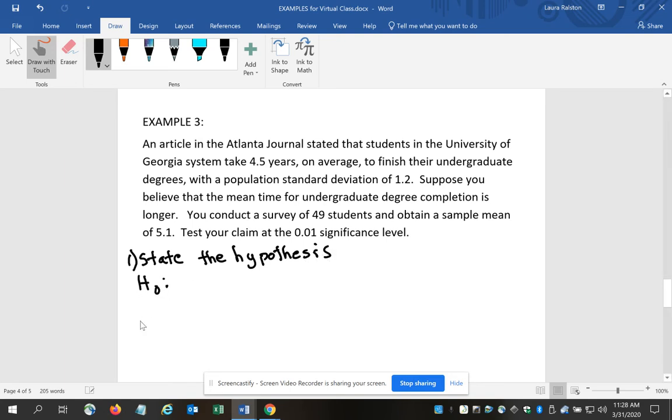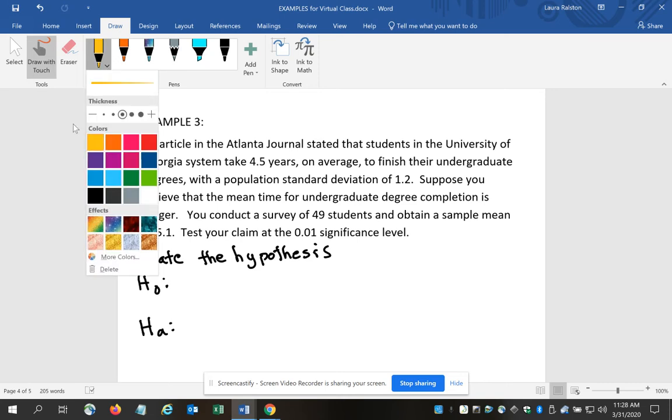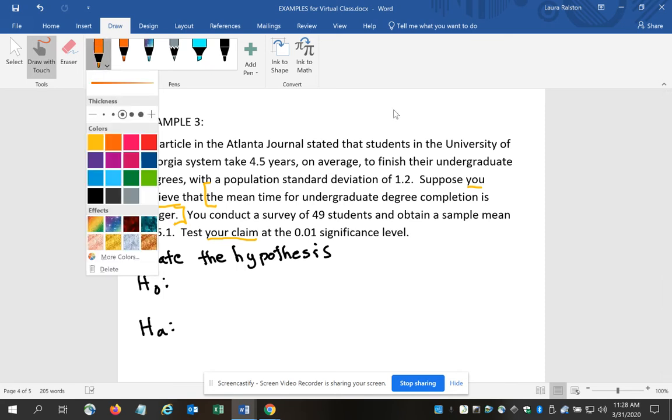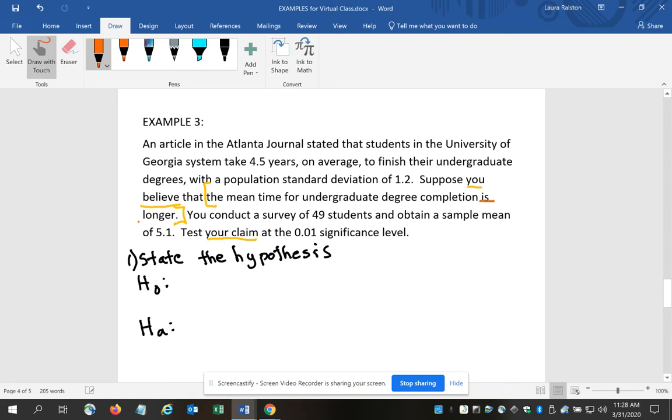Again, we say H sub O and H sub A. Now, in this problem, it's maybe worded a little bit differently. You may not catch it as quickly. In the last sentence, it says to test your claim. Well, your claim was back up here in about the second sentence because it says, suppose you believe, so we got that word believe, the mean time for undergraduate degree completion is longer.